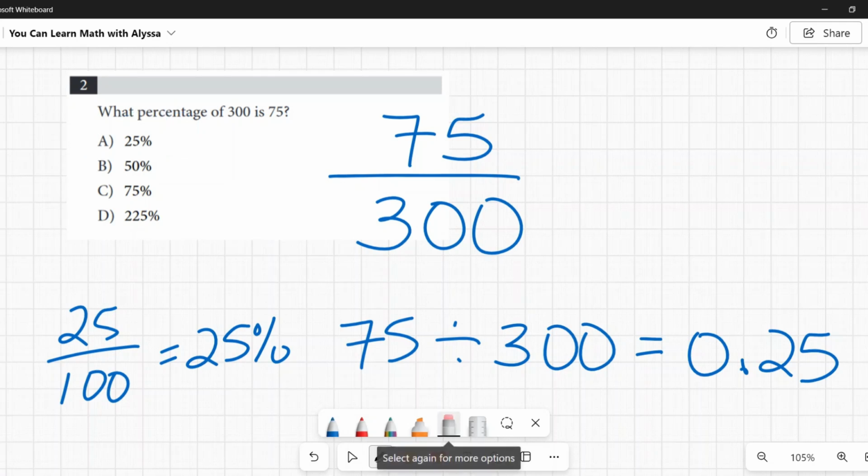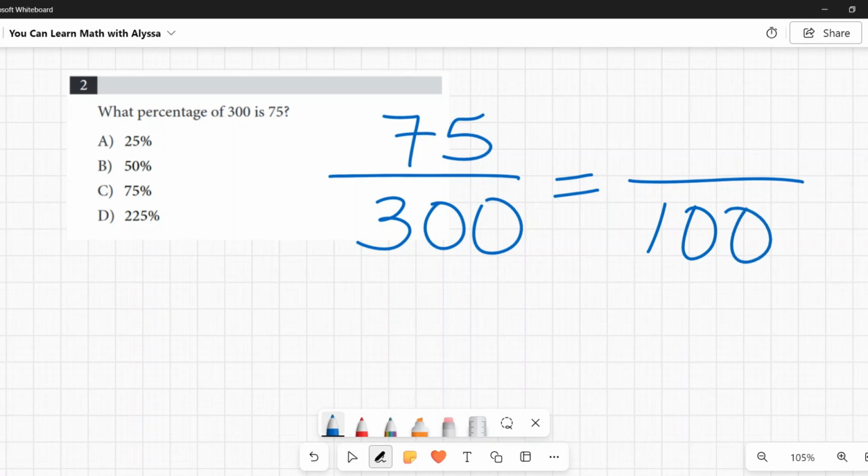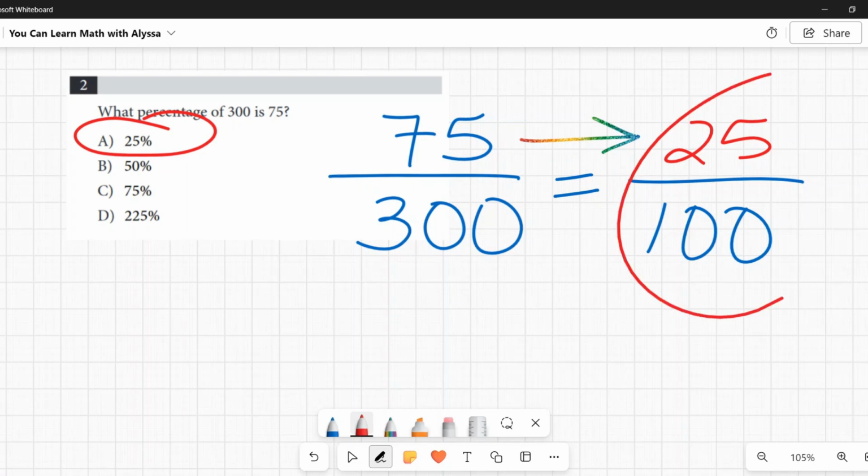Another way you can do this, which is equally correct, equally viable, it's all personal preference, is you can think of it in hundredths right off and go, okay, well, I know a percent is out of 100, so what percent is this? And go, well, to get from 300 to 100, I divide by 3. So how would I change 75? I would divide by 3. What's 75 divided by 3? That is 25.